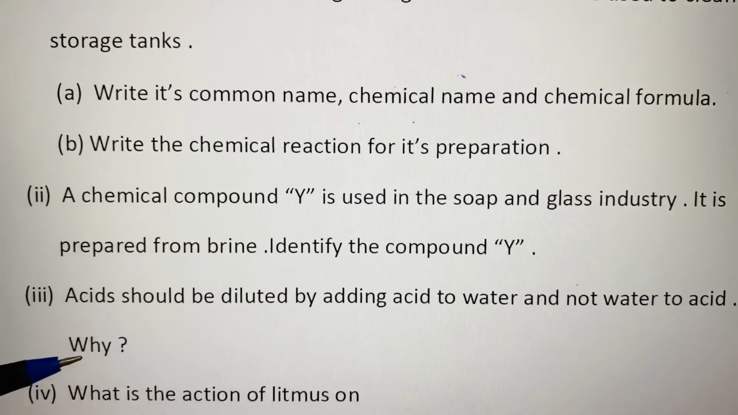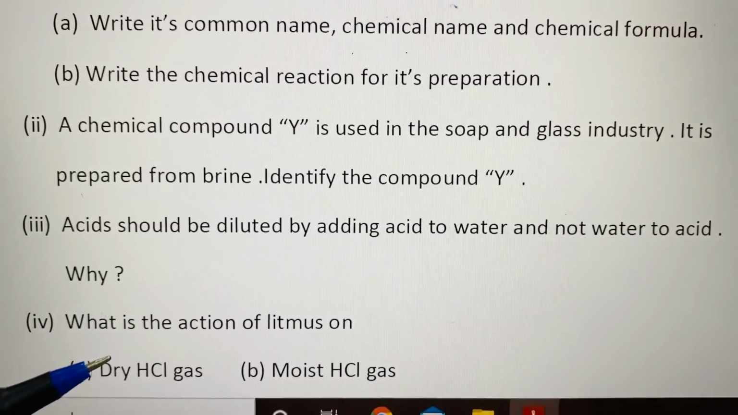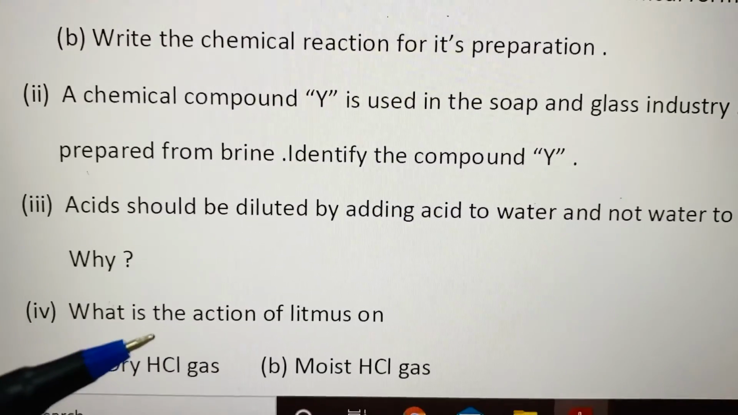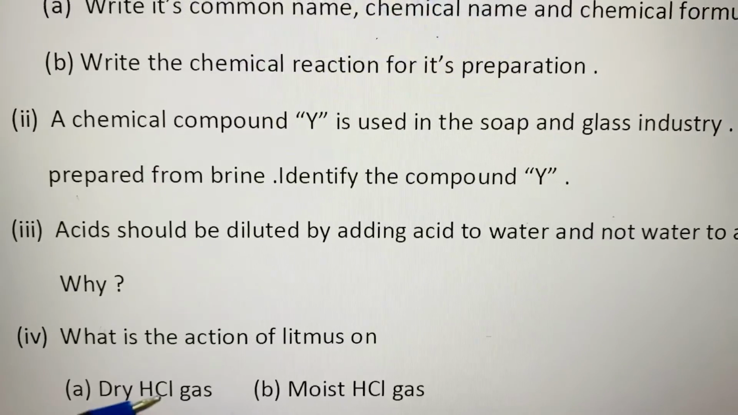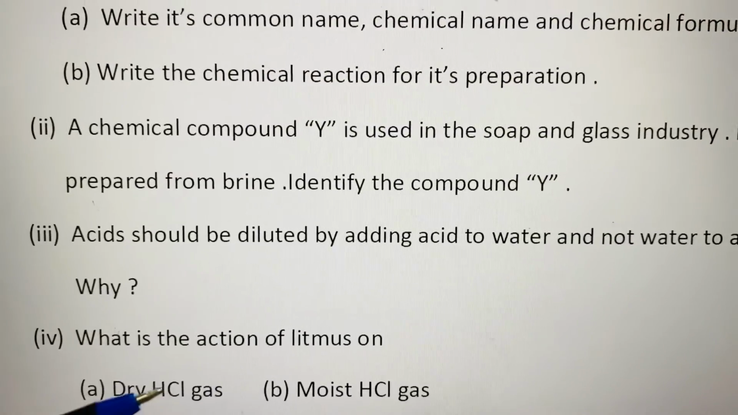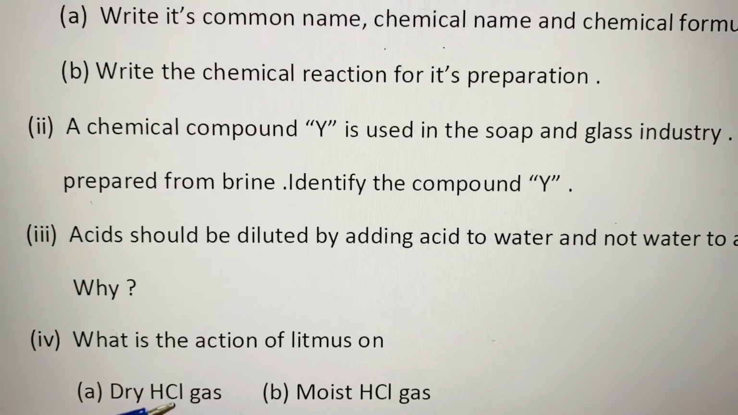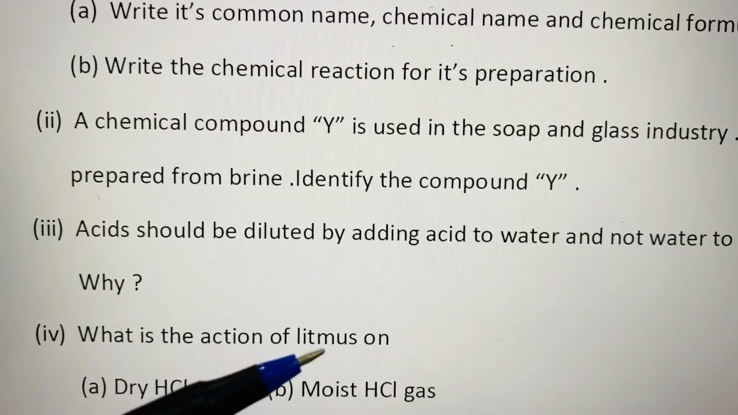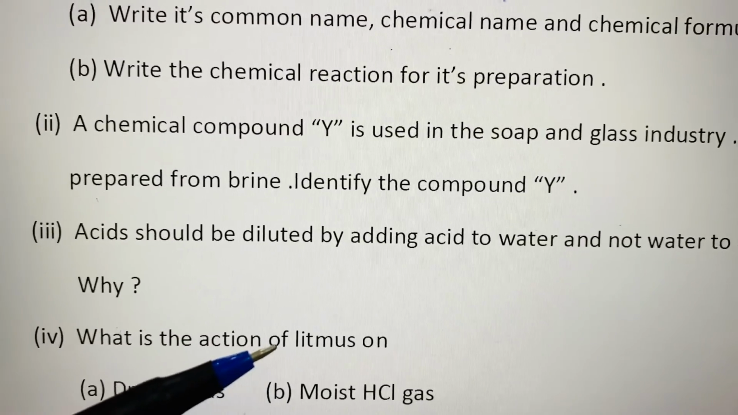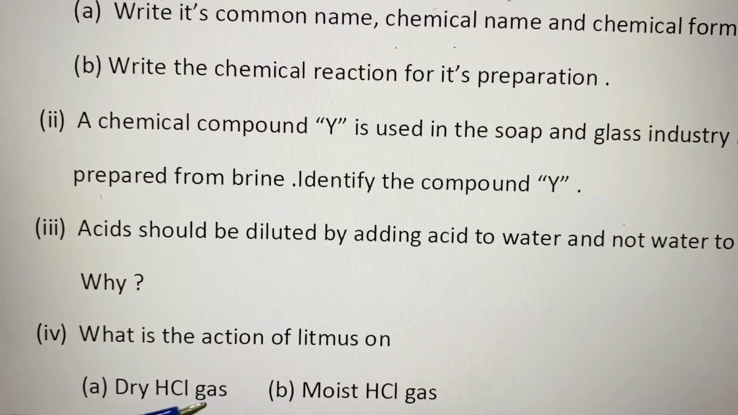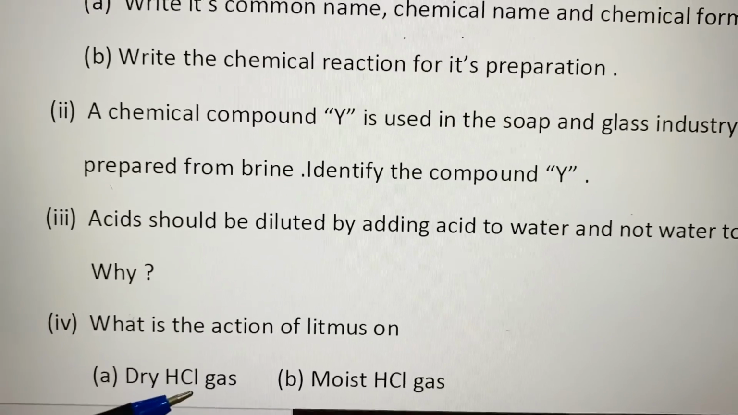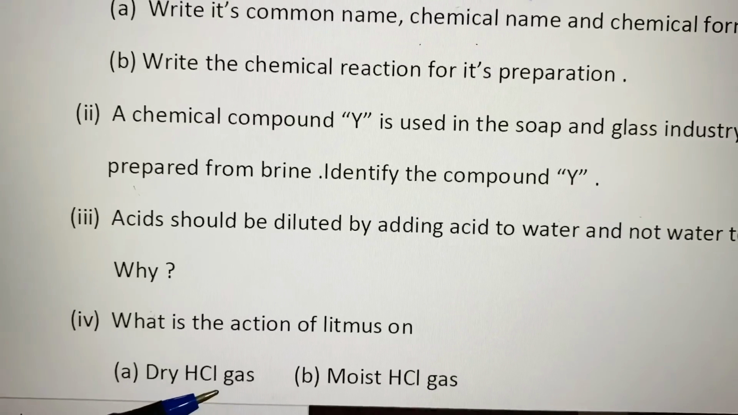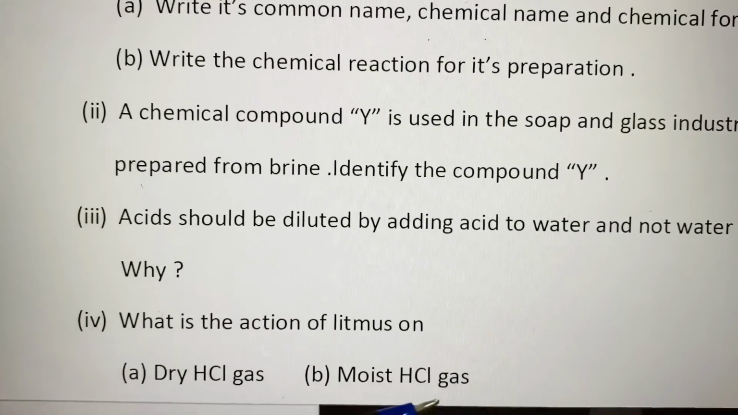It carries 1 mark. Next question is, what is the action of litmus on dry HCl gas and moist HCl gas? So this is a conceptual question in which you should know the concept very well, right? Dry HCl gas does not contain any ions in it. Hydrogen ions are required for the change of color of litmus paper. The blue litmus paper will change its color to red if the liquid contains hydrogen ions. And dry HCl gas does not contain any hydrogen ions, and that's why it will not show any change of color. But in moist HCl gas, what happens?